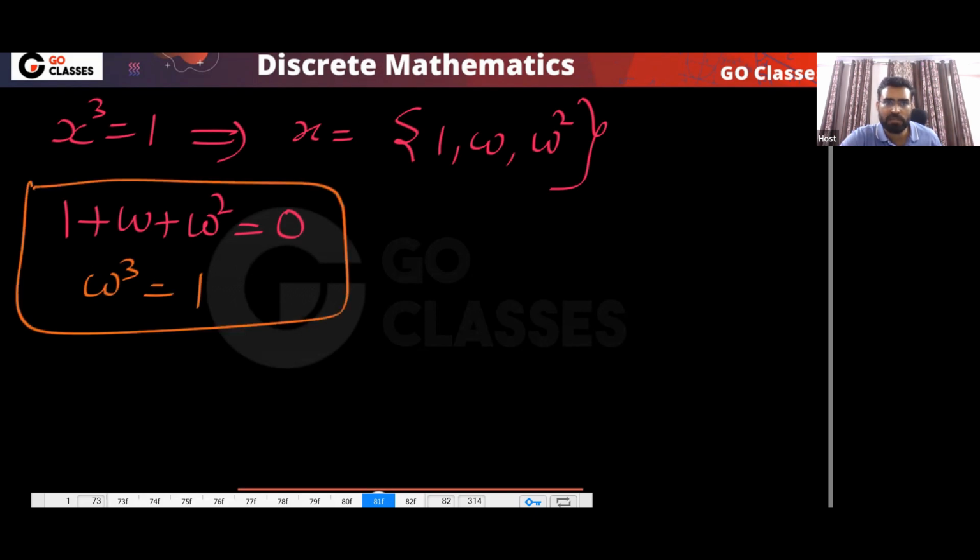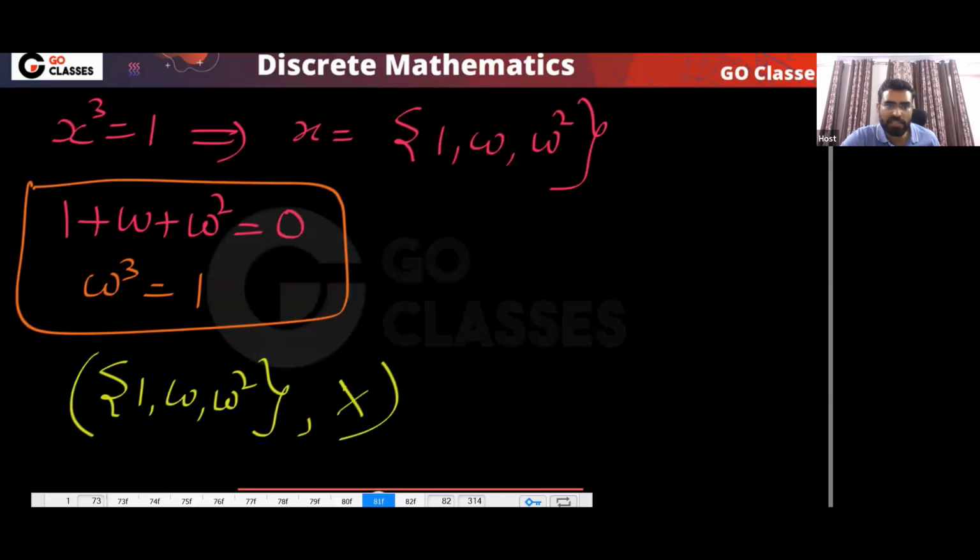Now tell me, is this a group? My question is, 1, omega, omega square, these are the cube roots of unity. Under multiplication, is this a group? Yes, this will be a group, because multiplication is associative.